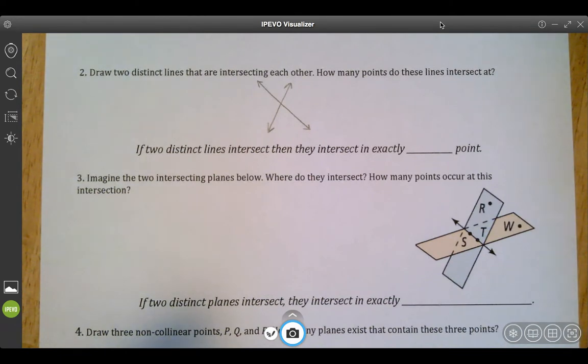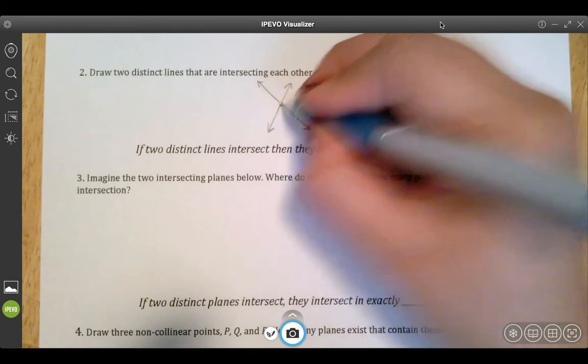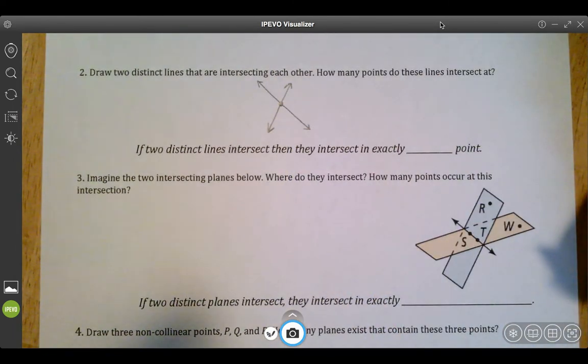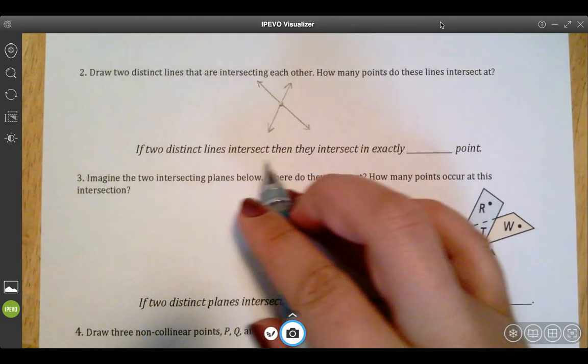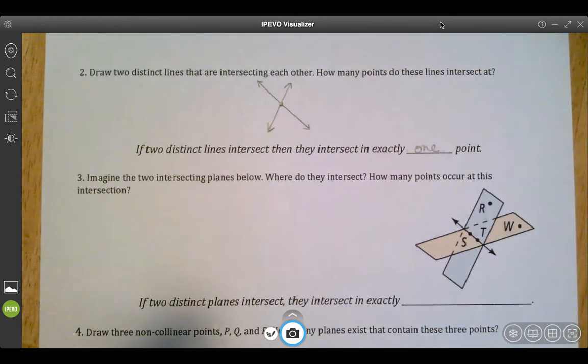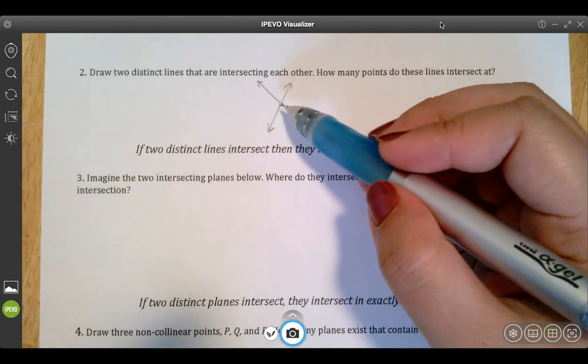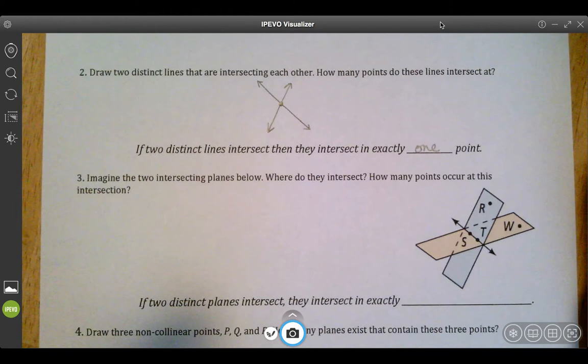How many points do these lines have in common? Well, the two lines cross only at 1 point. And so if two distinct lines intersect, then they will intersect in exactly 1 point. So this is another postulate that we can use, a statement of fact, that no matter what two lines we have, as long as they're not parallel, so as long as they intersect each other, they will always intersect at exactly 1 point. Not 2 points, not 0 points. As long as they intersect, it will always be 1 point.